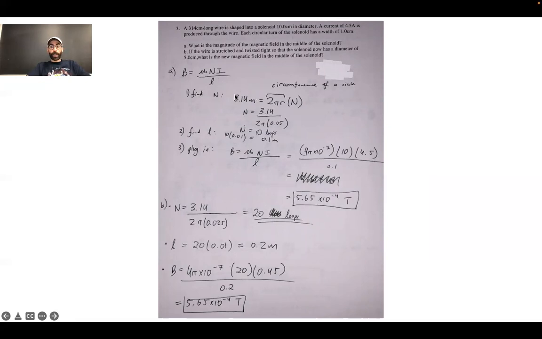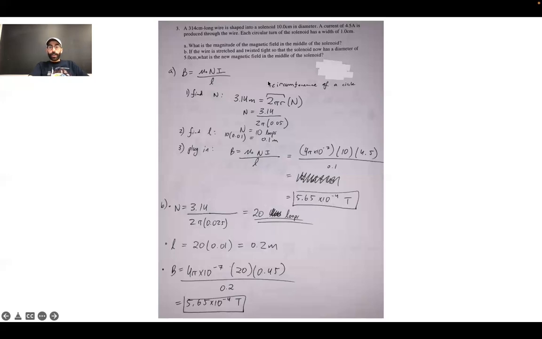So here I converted the total length into meters. Next, I'm going to use the circumference of a circle times n. Why circumference? Because each one of these loops is like the perimeter of a circle, right? So circumference, 1, and then 2. And that times n needs to equal that whole length. We do all this math, it comes out to be 10 loops long. The next thing I want to do is find that little L. So I'm going to take that 10 and multiply it by the width of each loop. Now I have 0.1 meters. At this point, all I have to do is plug in. I get 5.65 times 10 to the minus 4.